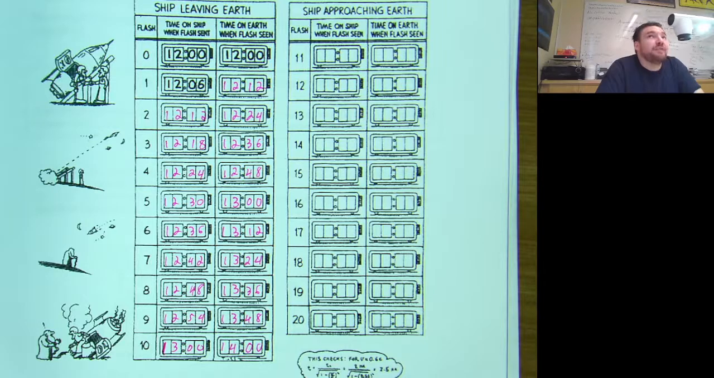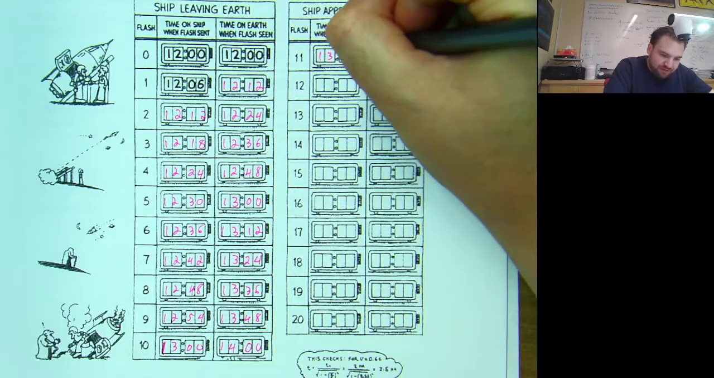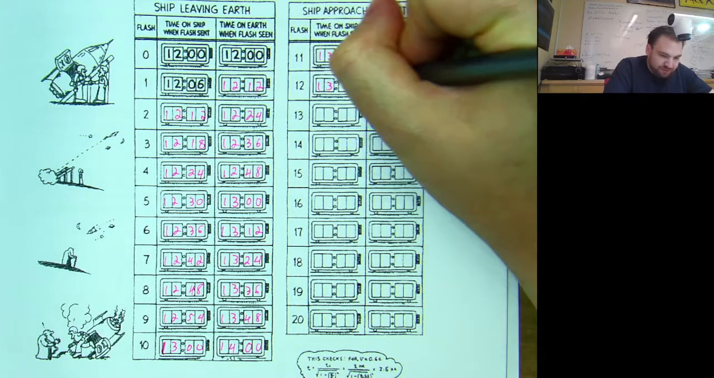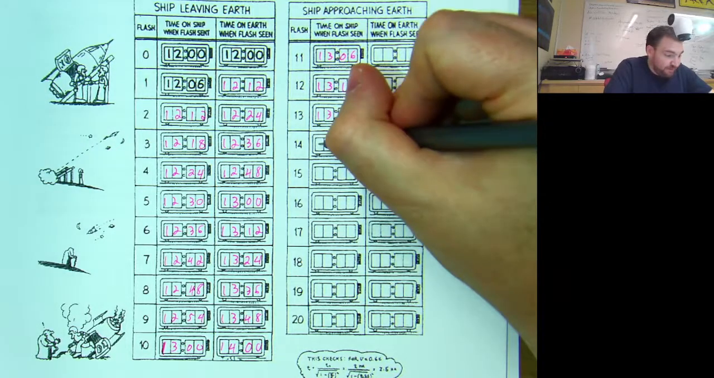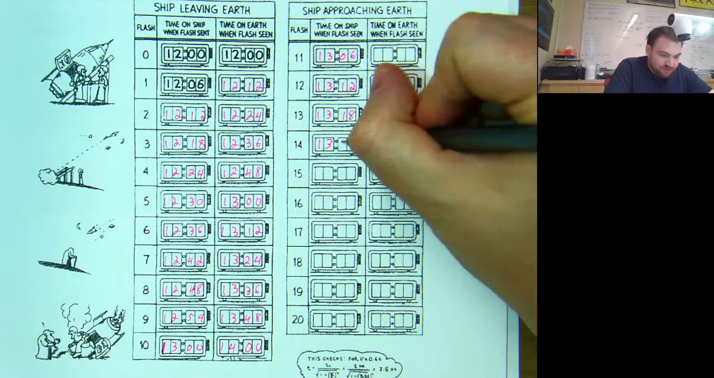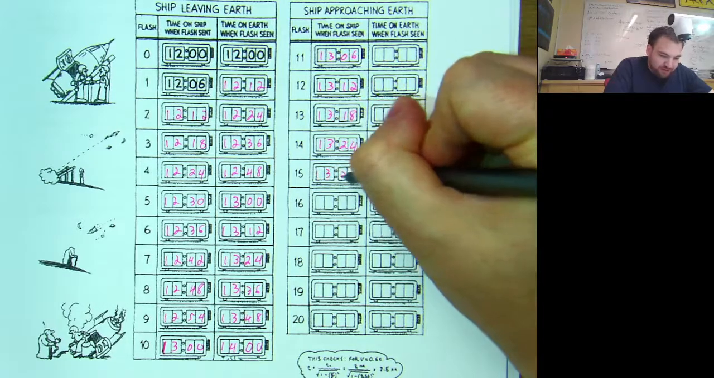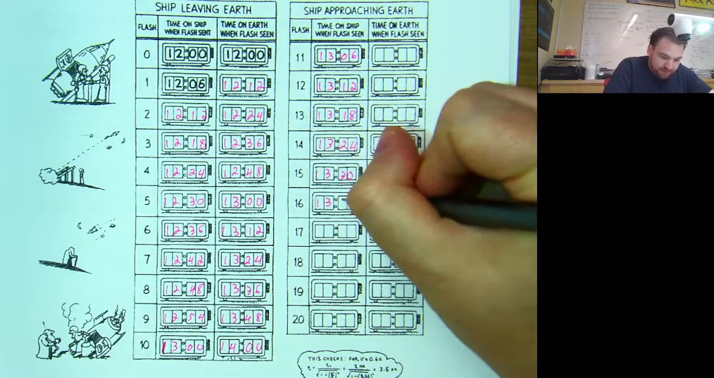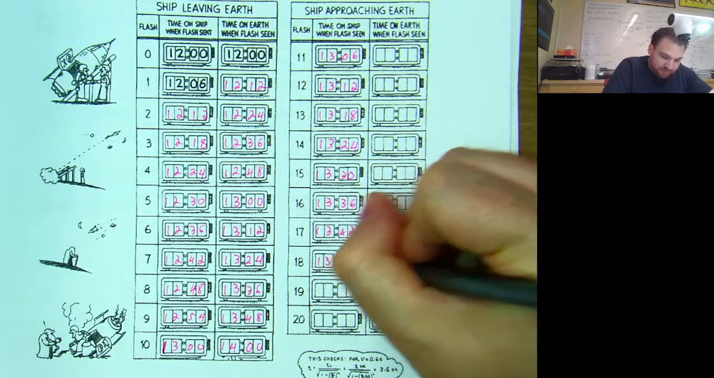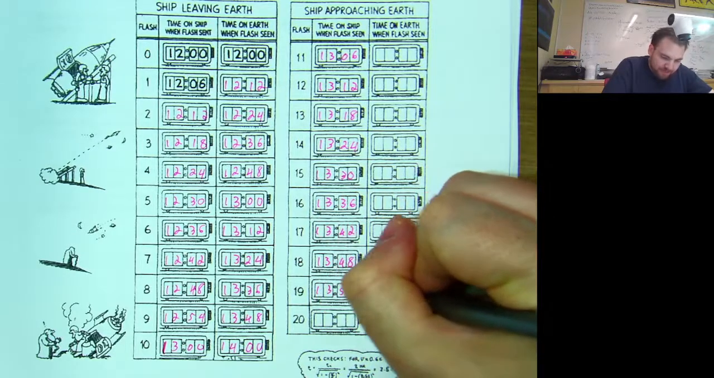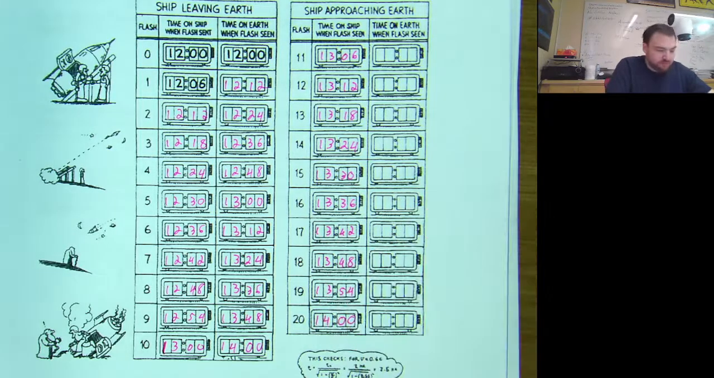Okay, then the ship turns around very quickly and it comes back. The time on the ship remains constant. It's every 6 minutes. 1306, 1312, 1318. The chart is just continuing from previously. 1324, 1330, 1336, 1342, 1348, 1354, and 1400.